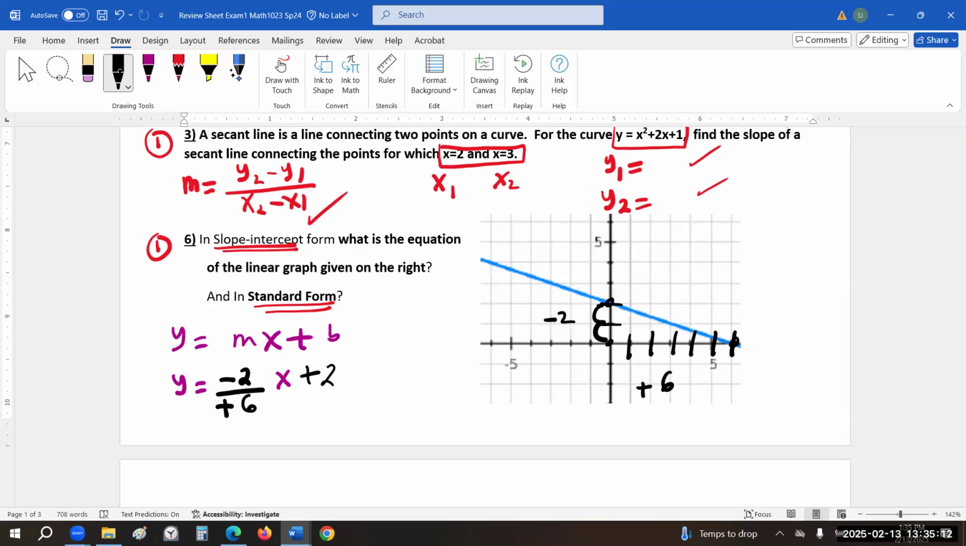So minus 2 over plus 6, but you cannot stop here, because 2 and 6 are both divisible by 2. That means you have to simplify. So y equals negative 1 over 3 x plus 2.